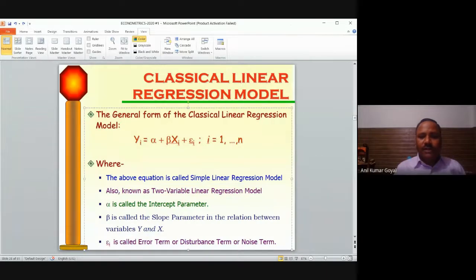Alpha is called intercept parameter. Beta is called slope parameter in the relationship between variable x and y. Error term is called error term or disturbance term or noise term. Actually, when we read the papers, we will find different terms: error term, disturbance term, noise term. So all of them are the same thing. Don't bother about this error term, disturbance term, or noise term.